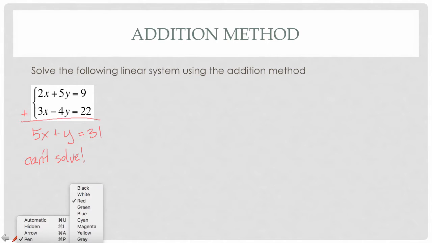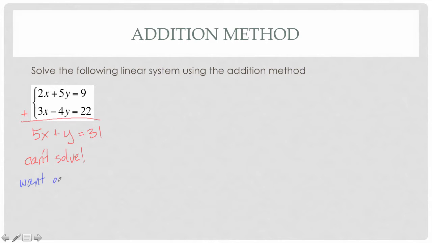So I need to do some work ahead of time so that when I do add them together, I want a 0 for my variable. For one, the x, or I want a 0 for y. So let's think about what we can do here. I'm going to rearrange this. I've got 2x on the top and 3x on the bottom. What happens if I multiply the top by negative 3 on both sides? I'm going to multiply each term by negative 3. And I multiply the bottom by positive 2.